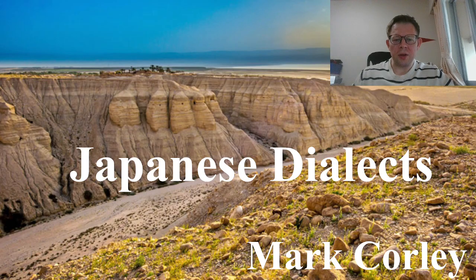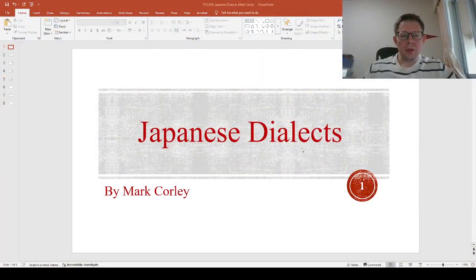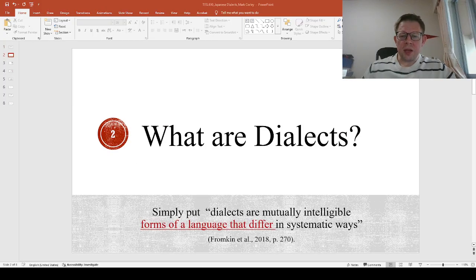So let's jump right in. So let's ask the question, what are dialects? Simply put, dialects are mutually intelligible forms of a language that differ in systematic ways.